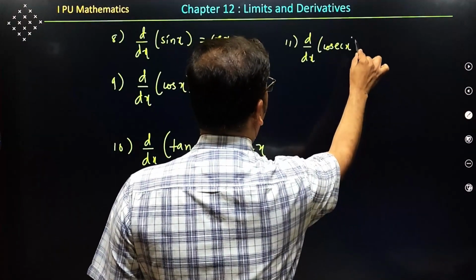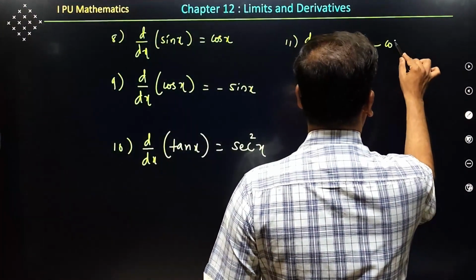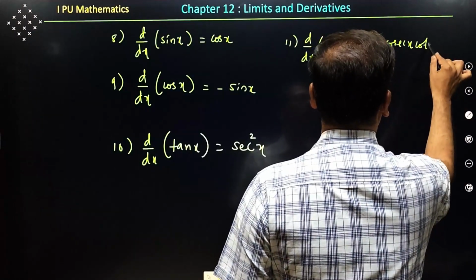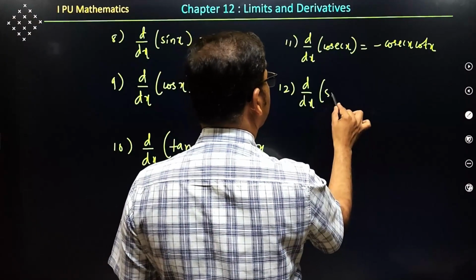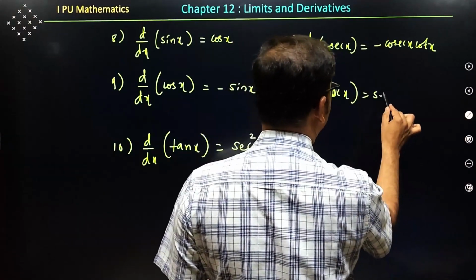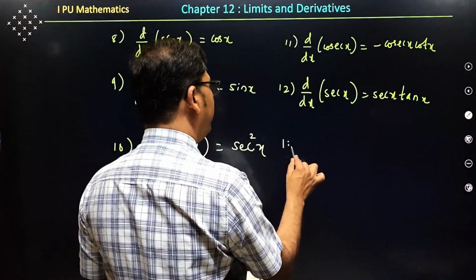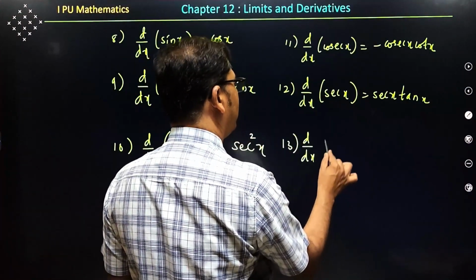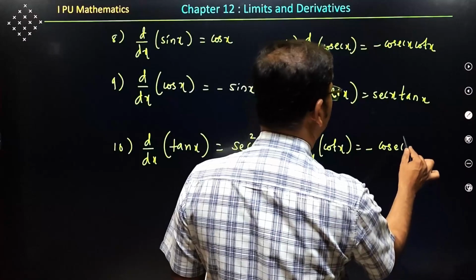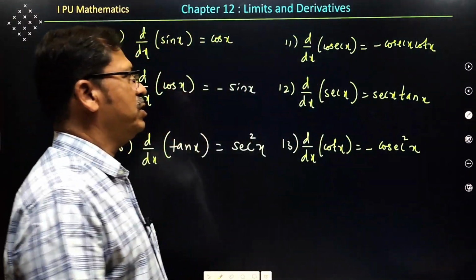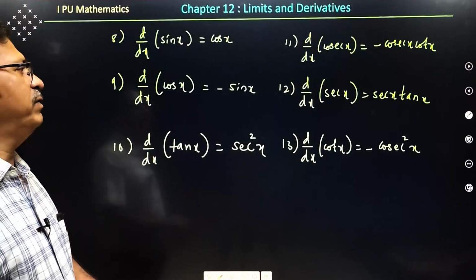Next one, d by dx of cosec x. Just now I have proved. d by dx of cosec x is equal to minus cosec x into cot x. And then d by dx of sec x is sec x into tan x. Next, d by dx of cot x is minus cosec square x. So these are the results on trigonometric functions here.